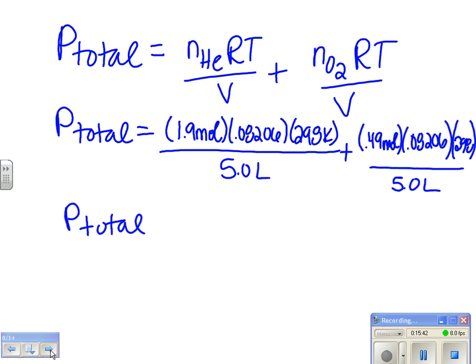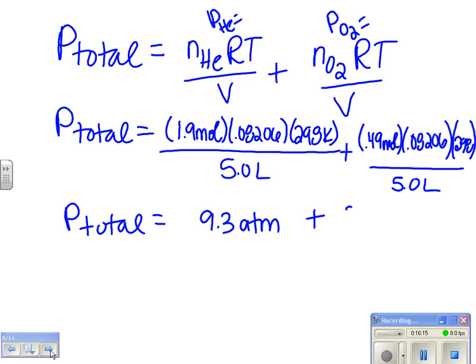Now, don't rush to add these together, because they asked you for the partial pressure of helium and the partial pressure of oxygen. And in this one problem, you get everything. Because remember, this is equal to the partial pressure of helium, and this is equal to the partial pressure of oxygen. So solve each one separately. Sometimes P total is called P tot also, subscript tot.